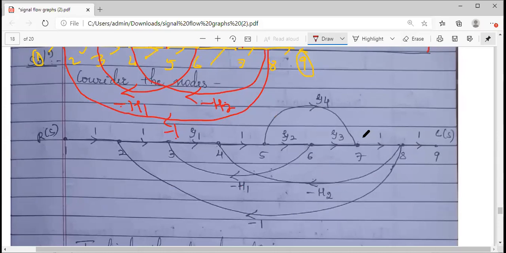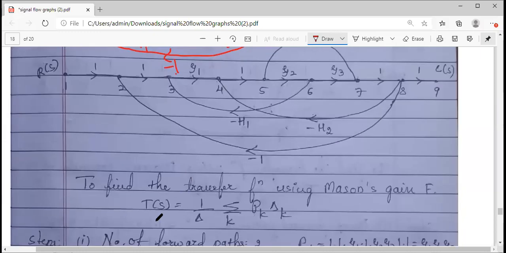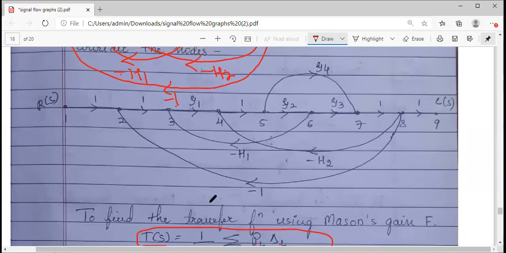Now coming to the next, applying Mason's gain formula. We will follow those 5 steps. So now let us go for transfer function calculation. We know this Mason's gain formula: P of S is equal to 1 by delta, summation Pk into delta K. The first step is we should find the number of forward paths.